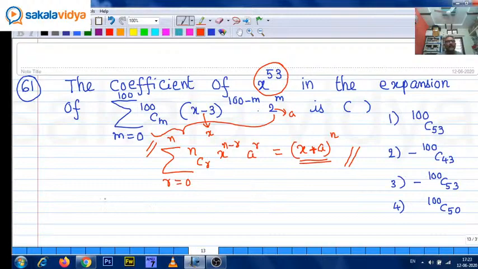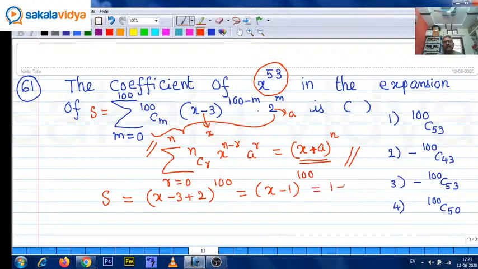So we can write this given expansion series S equal to (x minus 3 plus 2) to the power of 100. So this equals (x minus 1) to the power of 100. Because 100 is an even number, we can write (1 minus x) to the power of 100. No problem, because minus 1 to the power of 100 is plus only.